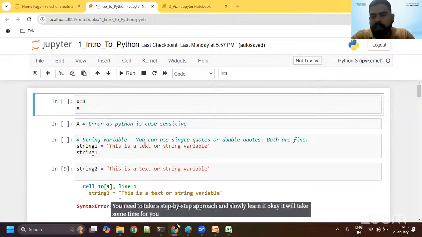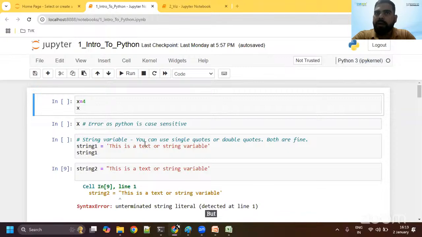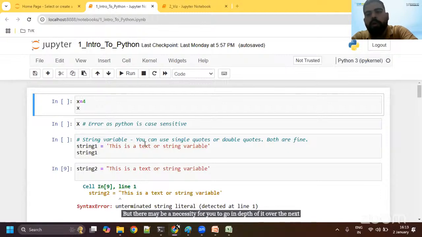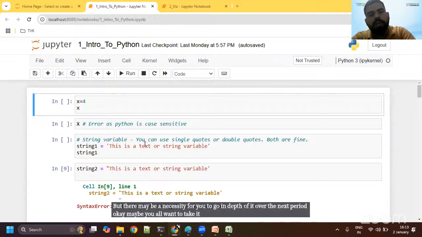And third thing is, what I am teaching is probably giving you an idea or overview, but there may be a necessity for you to go in depth of it over the next period. Okay, maybe you all want to take it up further and learn more. You all may want to do that. I'm giving you an idea right now.